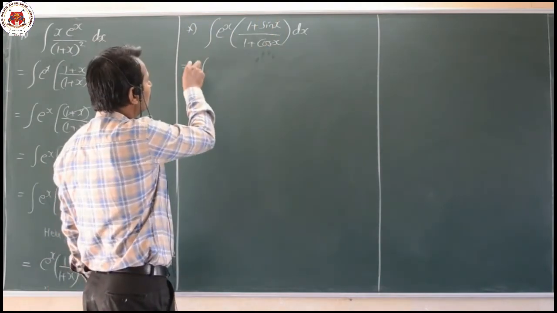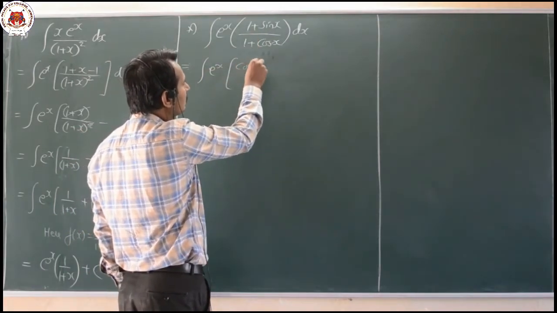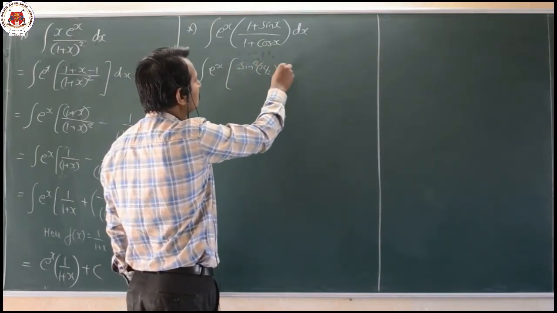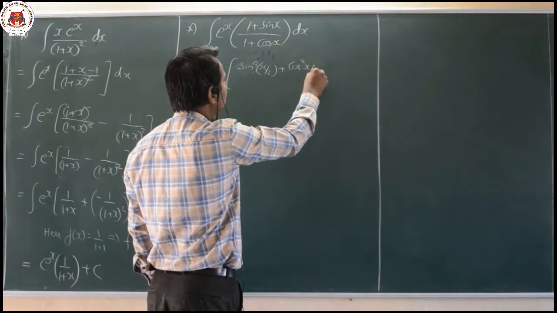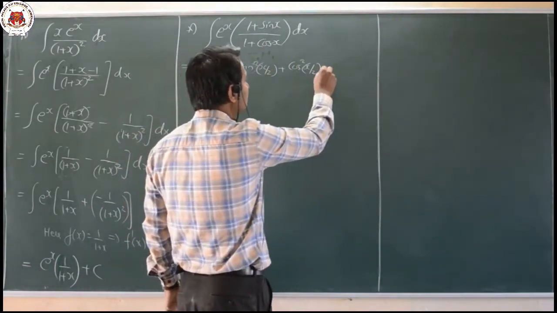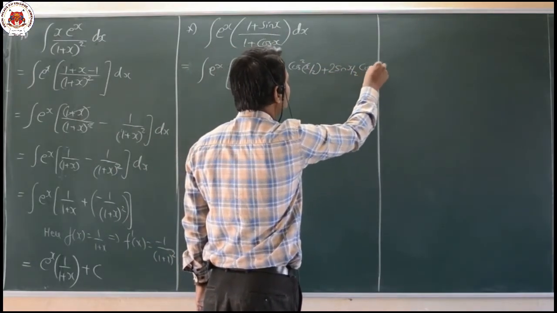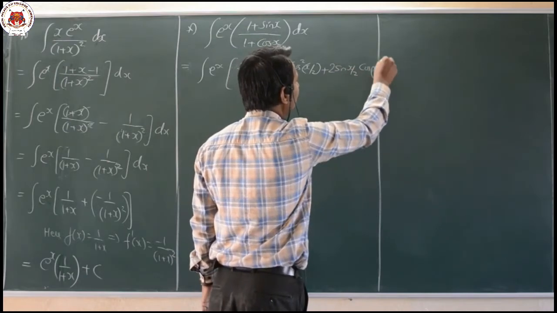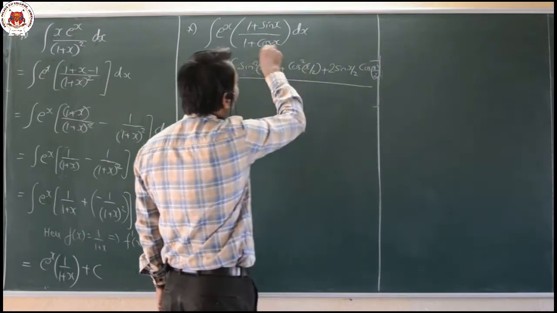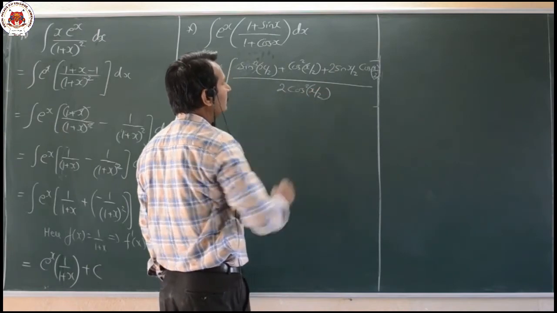So what we get is e raised to x into 1, which I can write as sin square x by 2 plus cos square x by 2, that value will be 1, plus here sin x, which I can write as 2 sin x by 2 into cos of x by 2, whole divided by 1 plus cos x, which I can write as 2 cos square x by 2. That is the half angle formula here.